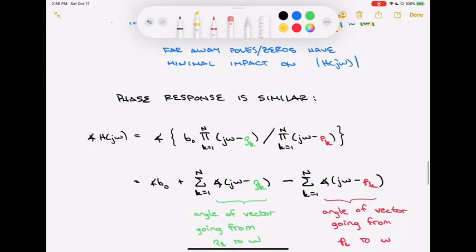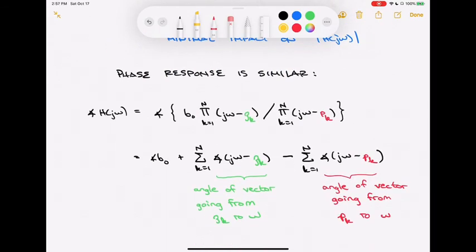Okay, phase response. We can do all of this again for the phase response as well. It's very similar. I'm not going to go through all this in the same way. You can read this in the book if you like. It's all the same basic stuff. It's just now instead of those magnitudes, we're going to be measuring angles. And I'll do an example so you'll be able to see this working.